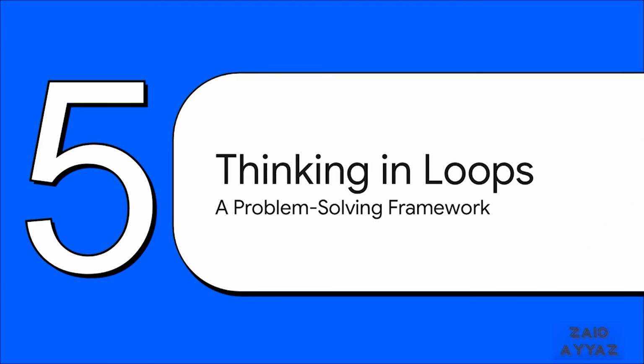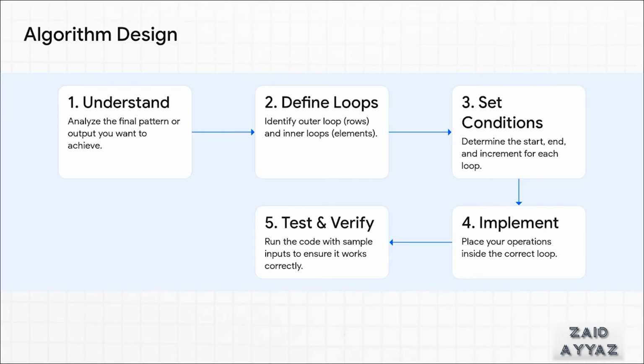Okay, so we've seen how to trace the code once it's written, but the real skill is figuring out how to write it in the first place. So let's talk about a framework, a way to approach any of these pattern problems. Here's a process you can use every time. First, just look at the final pattern. Break it down. What's repeating row by row? That's your outer loop.